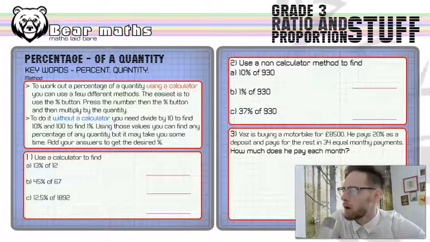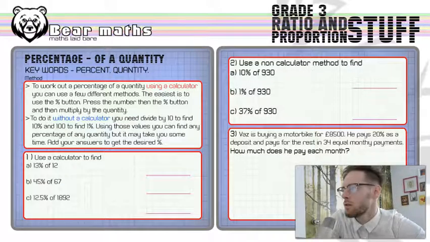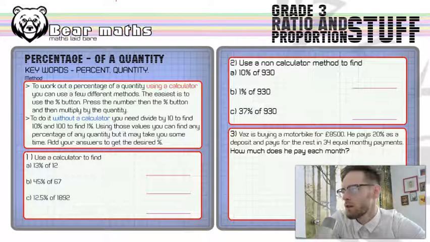To do it without a calculator, you need to divide by 10 to find 10%, and divide by 100 to find 1%. Those are two key things that you need to know how to do. Using those, you can find any percentage of any quantity, but it may take you some time. It's useful to learn some other ones as well, like 50%, 25%, 75%, and so on, but 10% and 1% are the key ones. Add your answers to get the desired percentage.